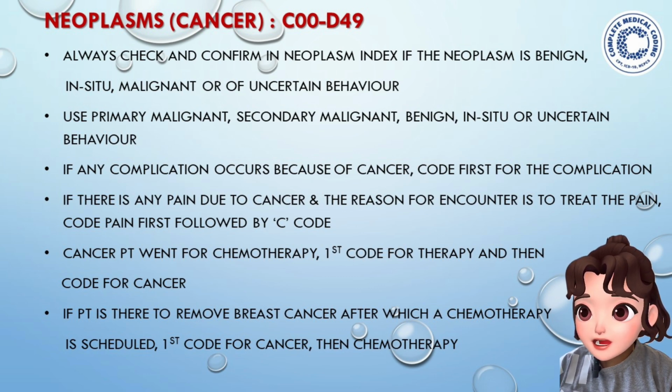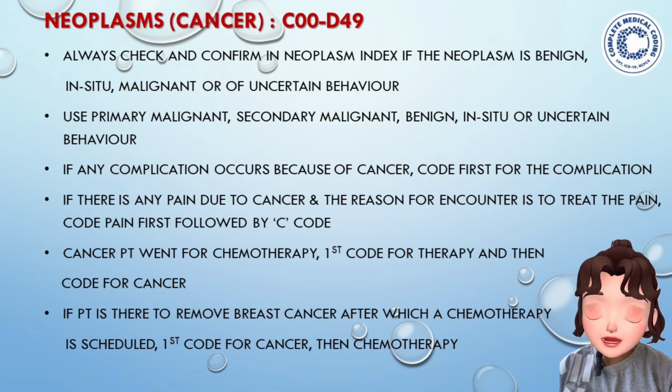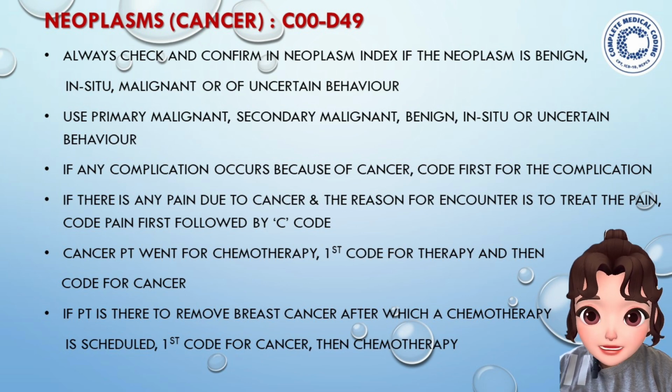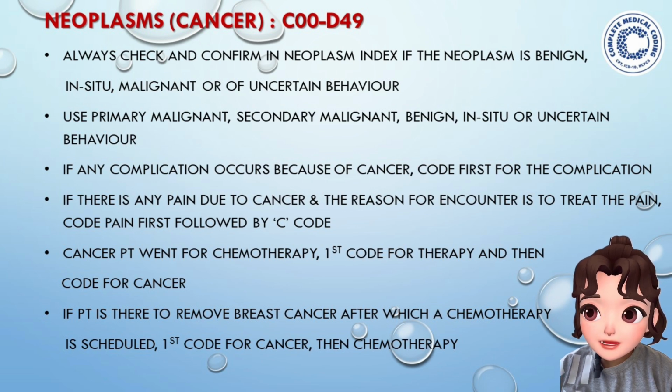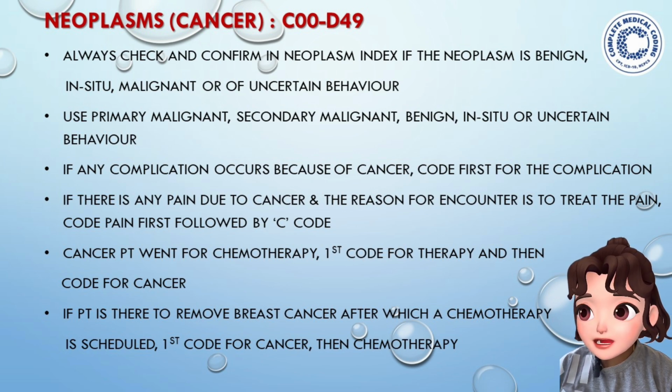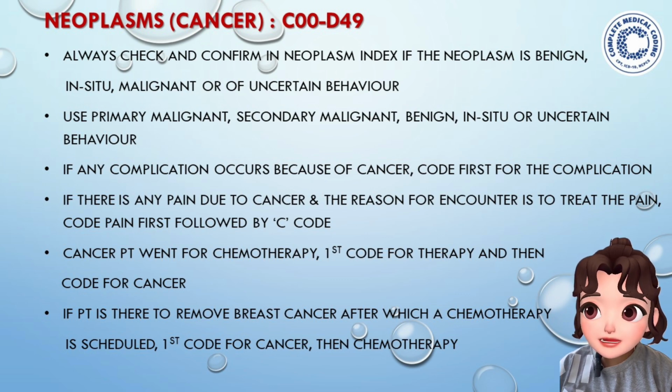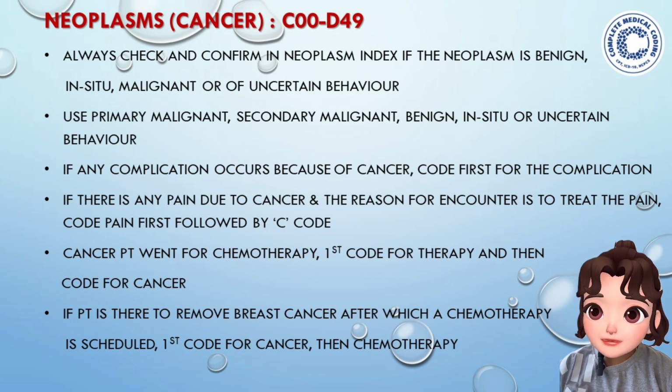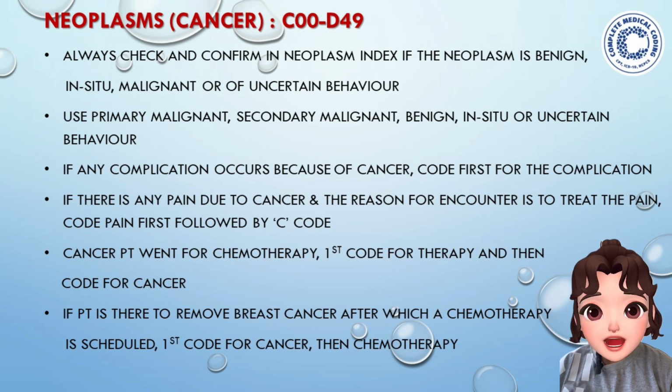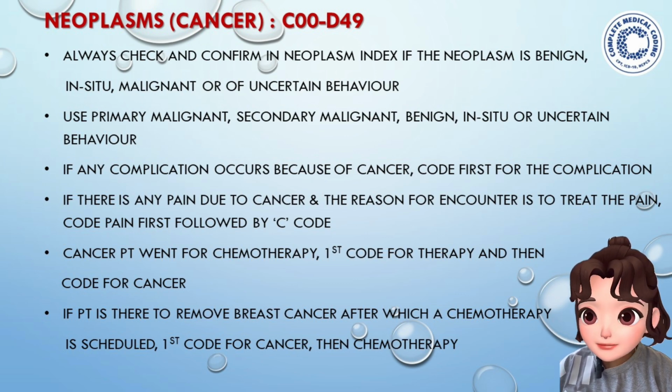Always check and confirm in the neoplasm index if the neoplasm is benign, in situ, malignant or of uncertain behavior. You should always check in the table of neoplasms, the neoplasm index. It is there in the beginning of the ICD book. Use primary malignant, secondary malignant, benign, in situ or uncertain behavior according to the documentation given.